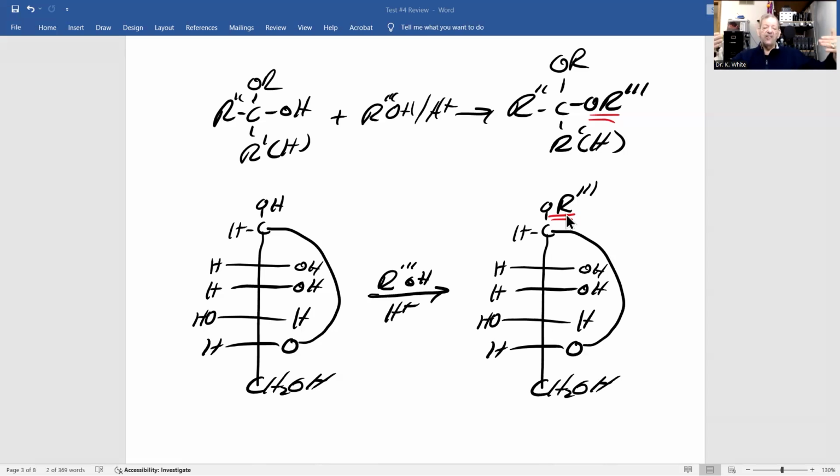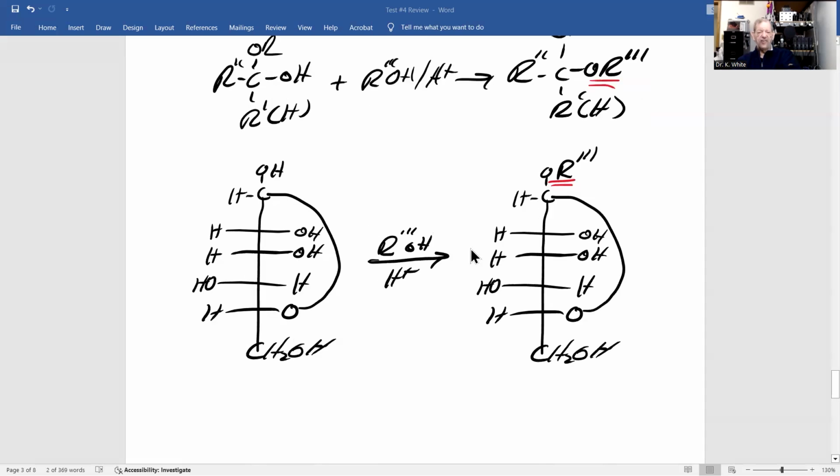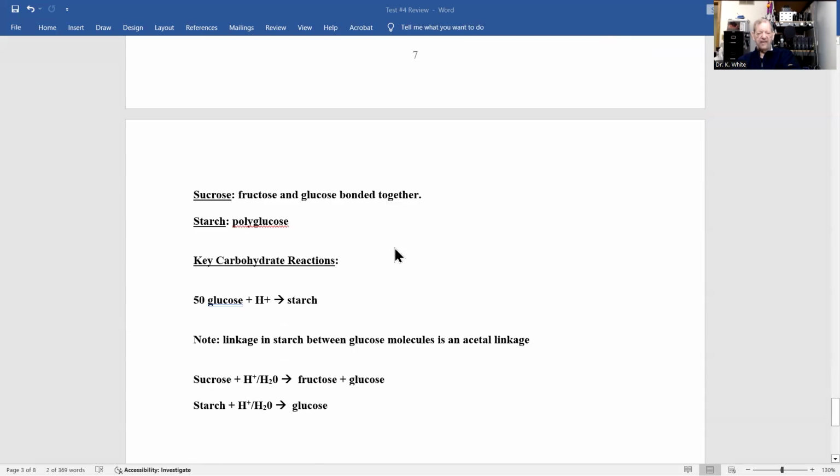And this is how glucose connects together to form a polymer, which we call starch. And all of your starches are polymers of glucose with this reaction. Now, you should know sucrose, table sugar, are fructose and glucose bond together. Just the names, you don't have to be able to draw the structure. And like I just said, starch is a polymer of glucose.